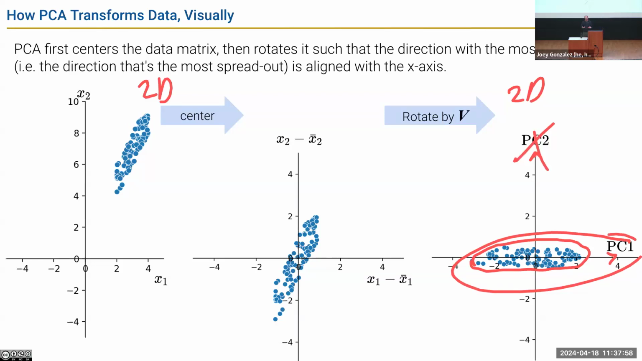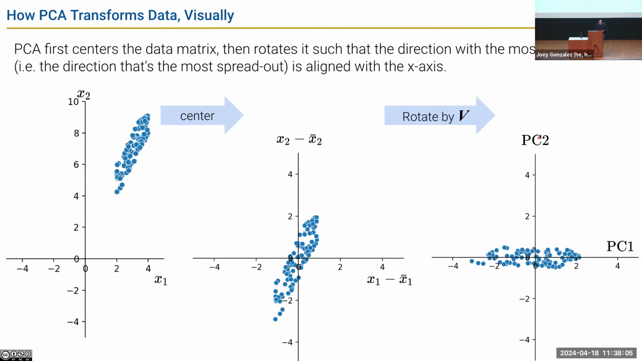So I have taken my data from 2D. If I drop this dimension, it looks like all my data would look like this along this line. That kind of captures where the data is. It doesn't capture this information where it deviates from the line, but it captures where it is on this axis, principal component 1, which is where most of the interesting stuff is happening, where most of the spread is.